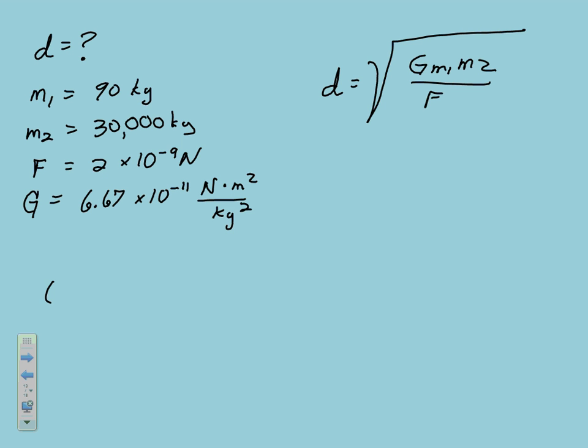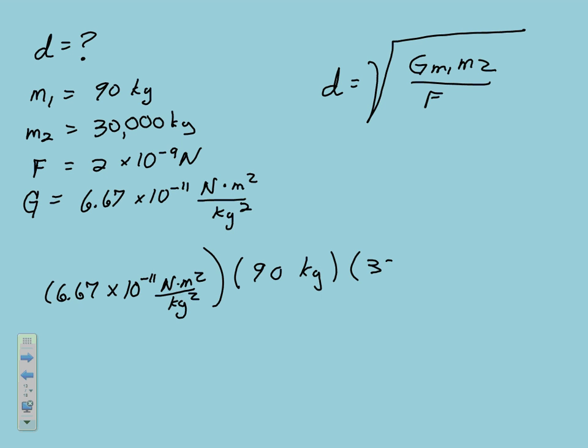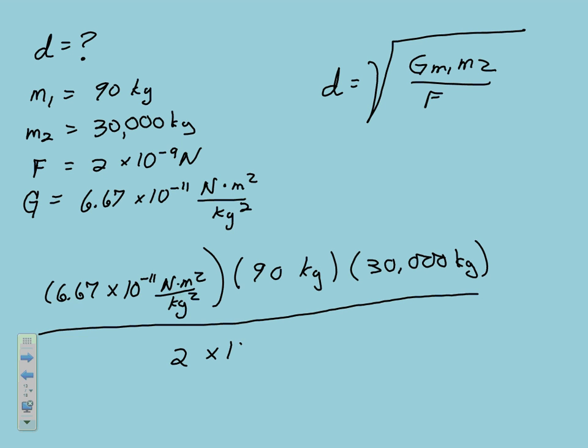So G, 6.67 times 10 to the negative 11th newtons meters squared over kilogram squared. I like including the units so I can use unit analysis to verify my answer. Putting in my two masses, dividing by my force, 2 times 10 to the negative 9th newtons, and take the square root of the whole thing.